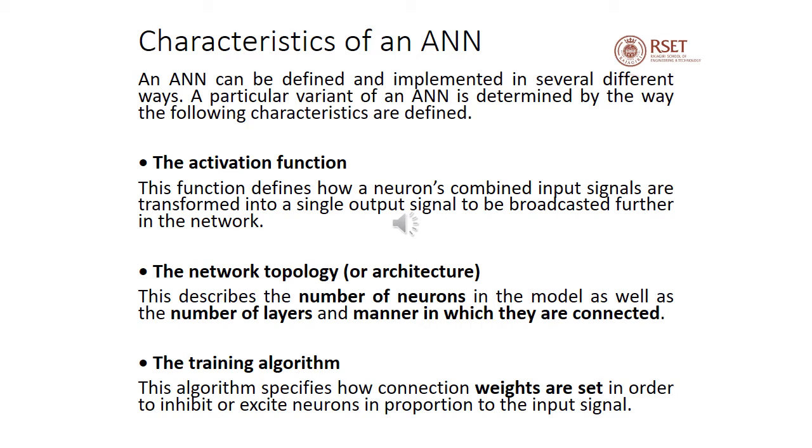This describes the number of neurons in the model as well as the number of layers and the manner in which they are connected. And the third characteristic is the training algorithm. This algorithm specifies how connection weights are set in order to inhibit or excite neurons in proportion to the input signals.